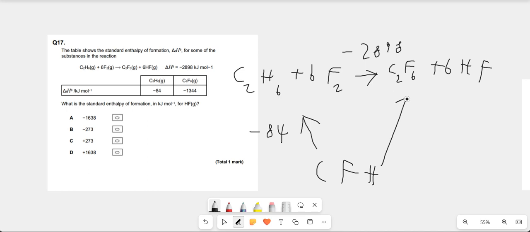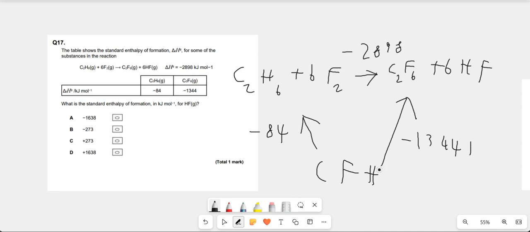And then from here to here, to form C2F6 is minus 1344, yeah? But I'm also forming 6HF. So the HF bond is what I'm trying to find here. How many HF bonds do I have? I've got 6, so I can say plus 6y, yeah?